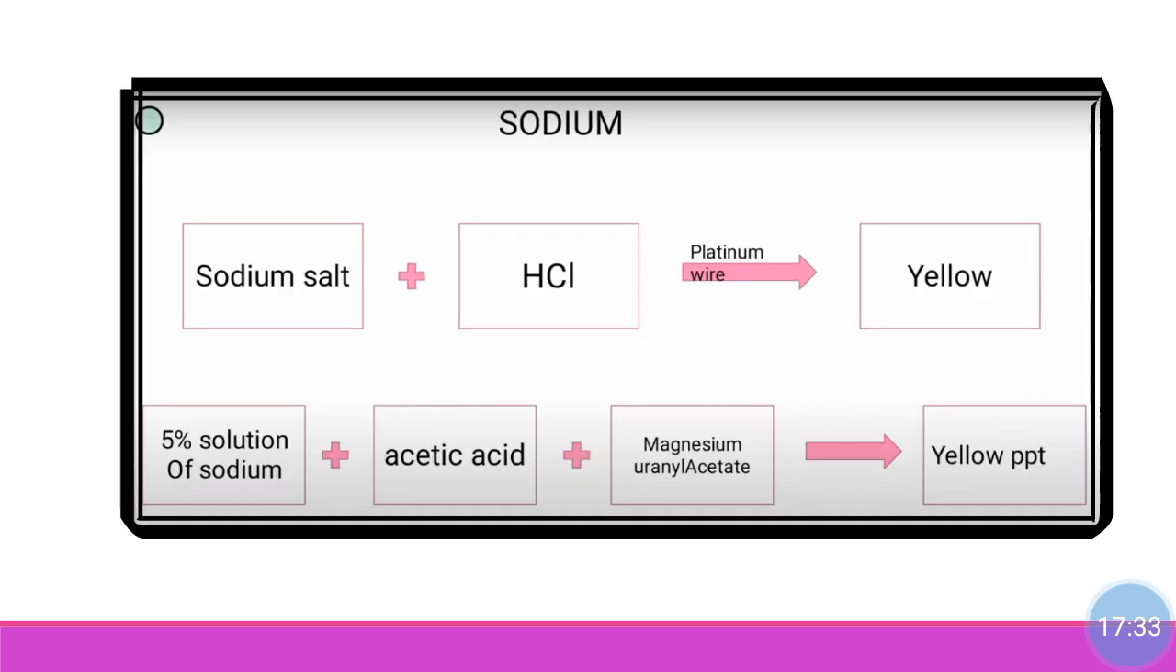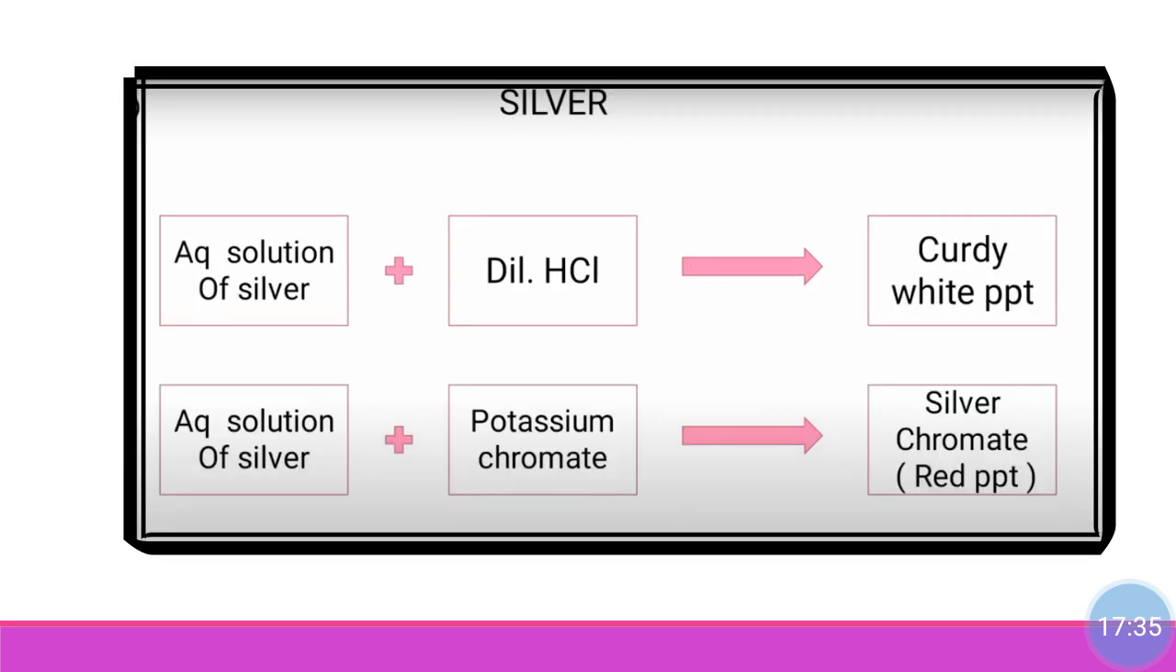Then after that, next test is for silver. So first you have to make the aqueous solution of silver. Aqueous solution means what? Just take that silver compound, add a little quantity of water and mix it, that is its aqueous solution.